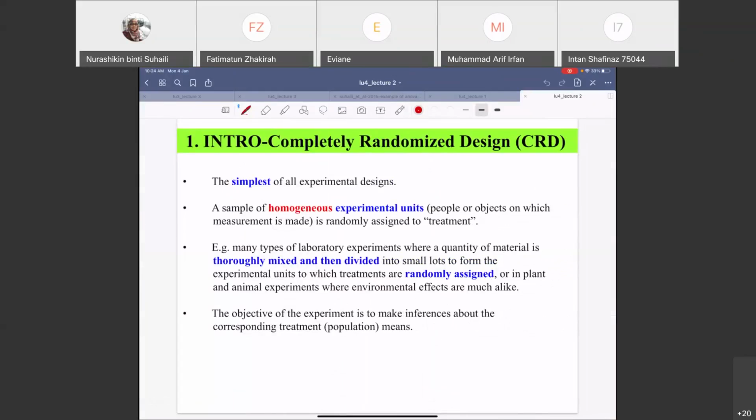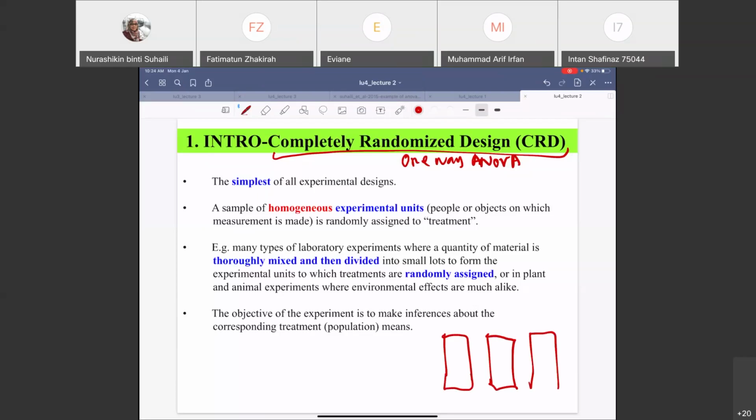Quantity is thoroughly mixed and then divided into small lots. And okay, this one is actually referring to one-way ANOVA. One-way ANOVA is when you have samples, right? For you to view it clearly, because if you go word by word, maybe you can't visualize the things. So I give you an example directly.